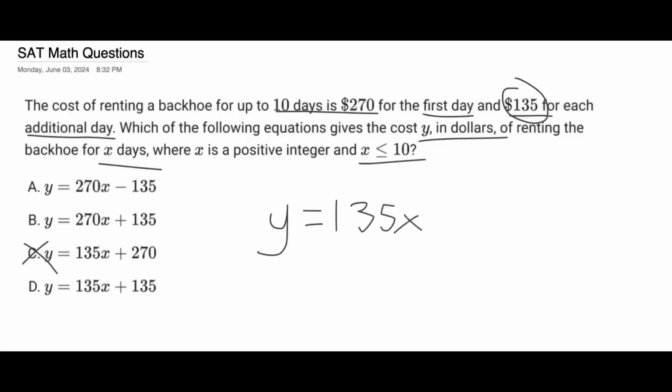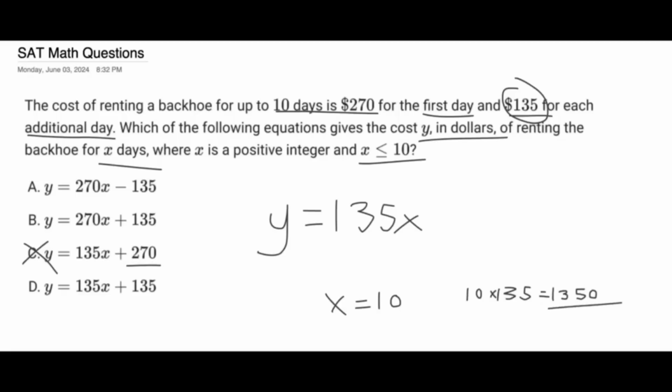But now we need to find the y-intercept. And we already said the y-intercept is not $270. To help you visualize this, let's say x was 10, so it'd be 10 days. So we get 10 times 135, which would give us 1,350. All right, so that's a very large number.